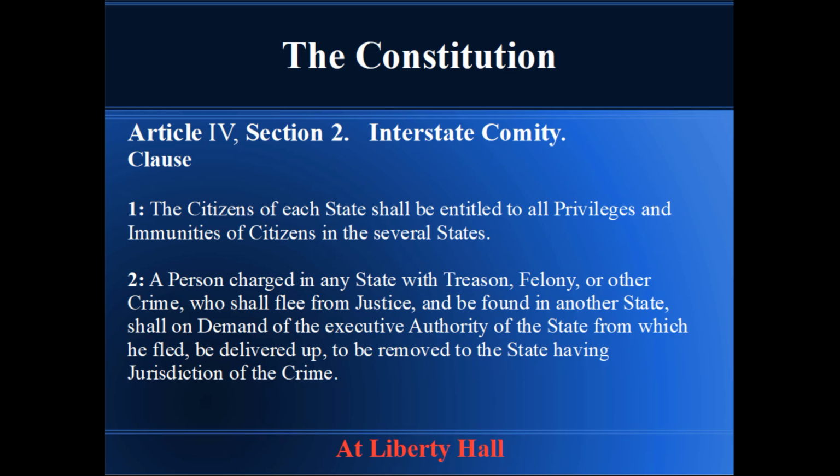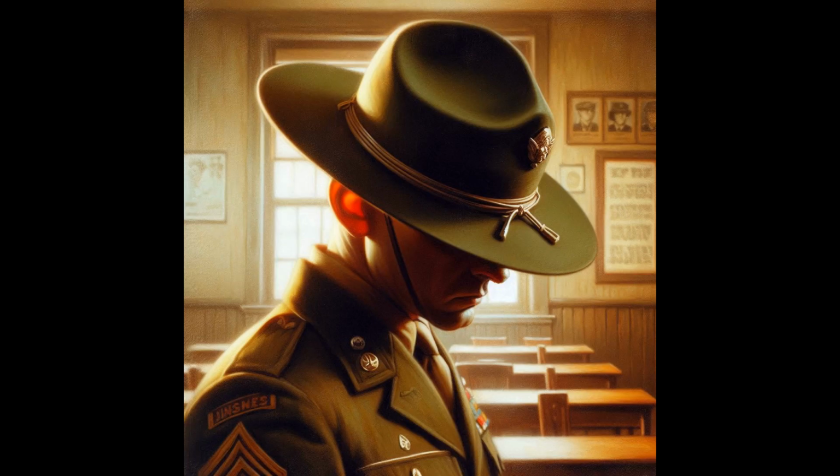Article 4, Section 2, Interstate Comity. Clause 1, the citizens of each state shall be entitled to all privileges and immunities of citizens in the several states. Clause 2, a person charged in any state with treason, felony, or other crime, who shall flee from justice and be found in another state, shall on demand of the executive authority of the state from which he fled, be delivered up, to be removed to the state having jurisdiction of the crime. 1.